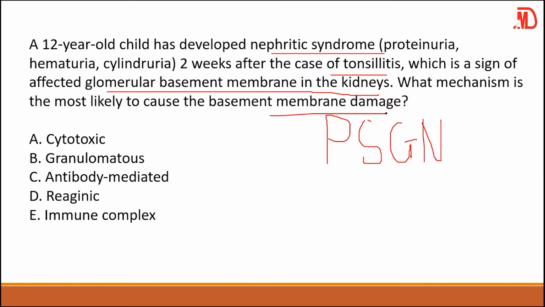We have Arthus reaction. That's type 3. We have systemic lupus erythematosus. We have serum sickness. We have rheumatoid arthritis. We have post-streptococcal glomerulonephritis. In this case, that is it.